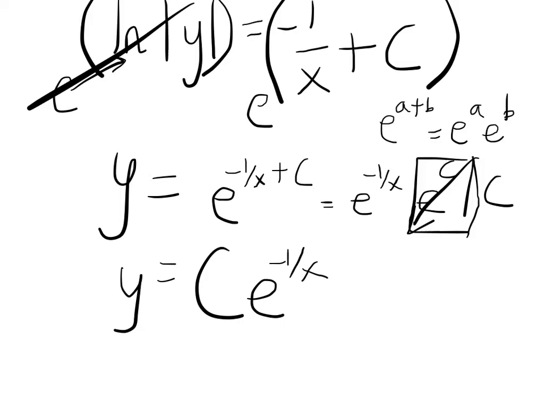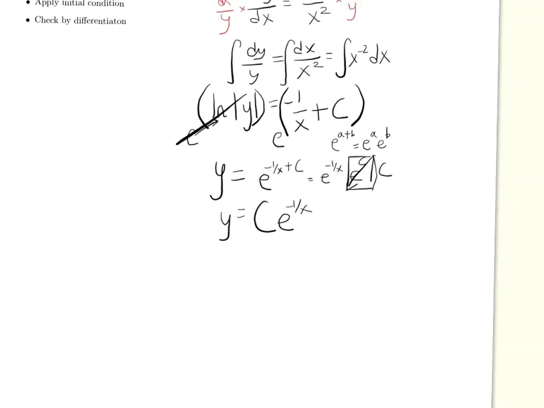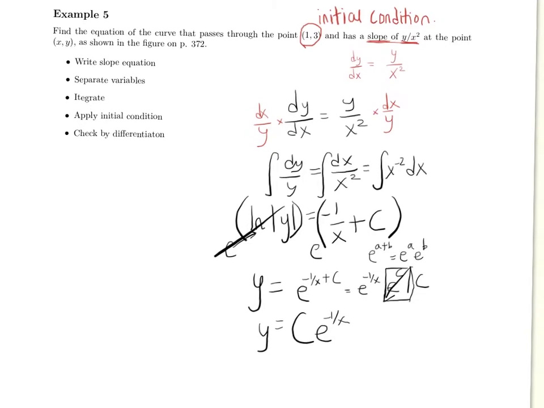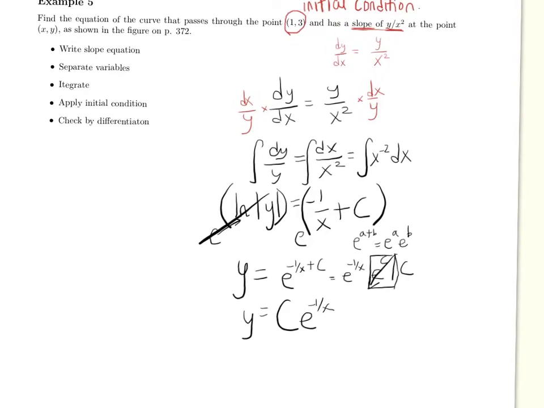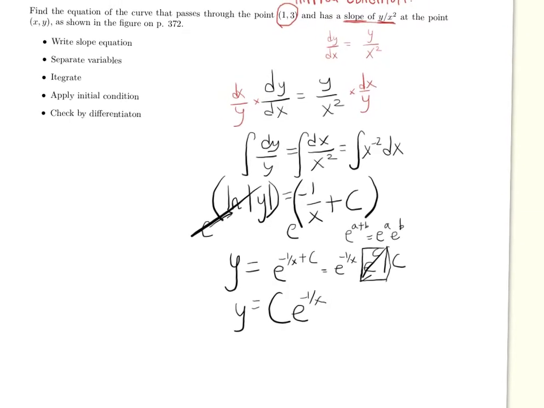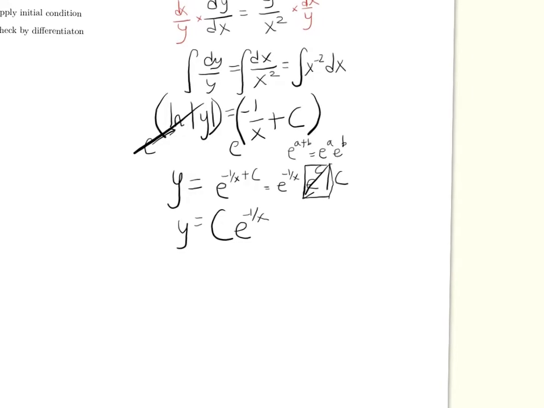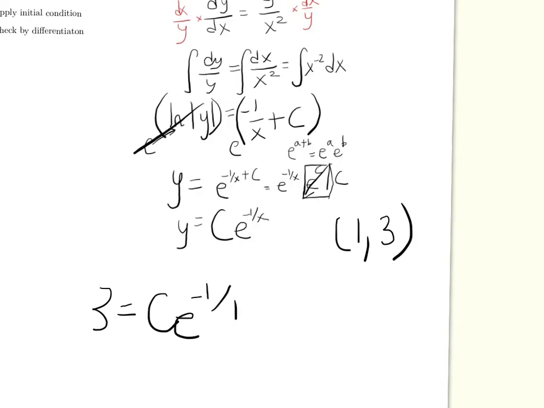Now, that's not our final answer because we want to find a particular solution. So we go back and see what our initial condition is. Our initial condition is the point (1, 3). Okay? So the point (1, 3) has got to work, so I plug it in. 3 equals c e to the negative 1 over 1. All right, so e to the negative 1, so 1 over e.